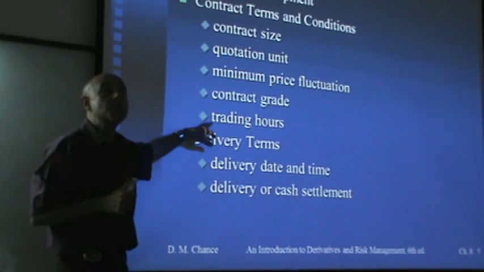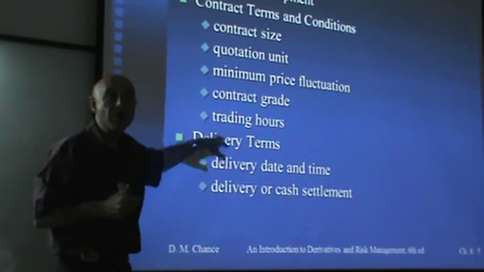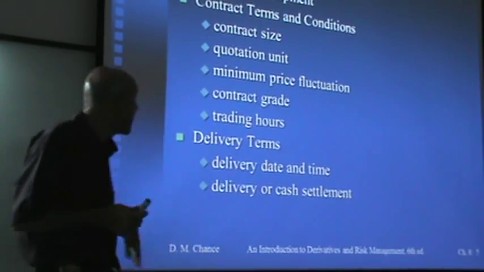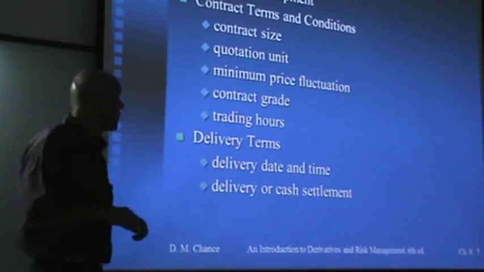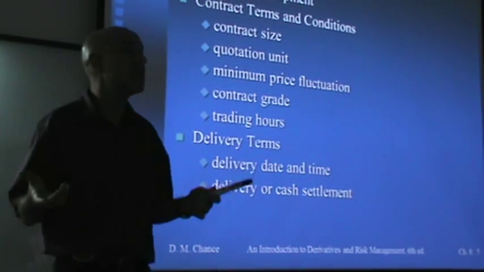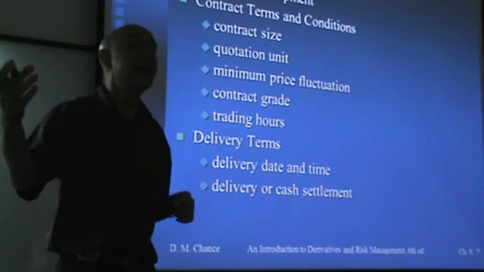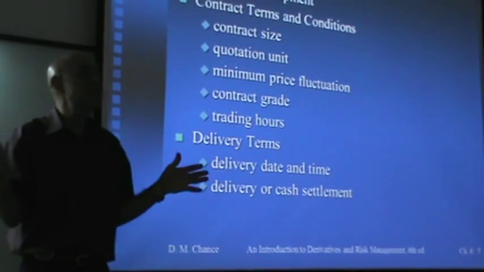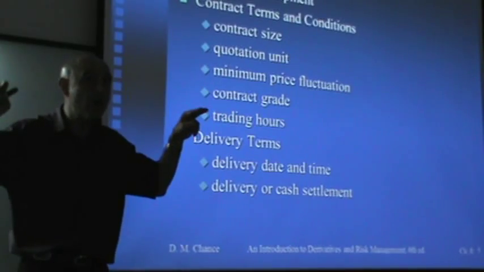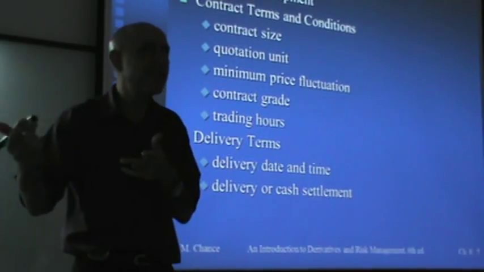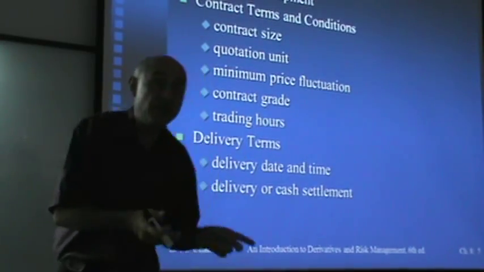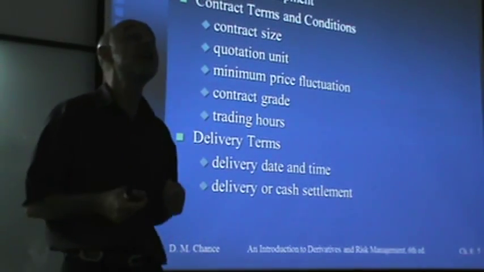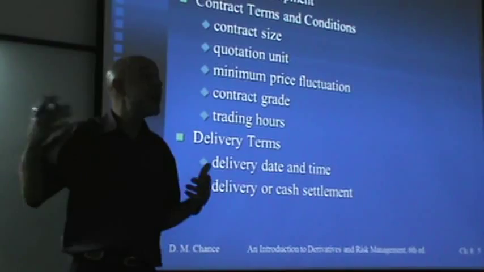Of course, anytime you have anything traded, you want to know what the trading hours are. When you can buy, when you can sell. When is the exchange open? And delivery terms. What is the delivery date? When can you deliver? And you have other little things like notification to deliver, or notice to deliver. So if the contract is a December contract, you need to know when you can deliver. Can you deliver on the 1st of December? Can you deliver on the 2nd week of December? And then you need to know what the delivery procedure is, how many days it takes.